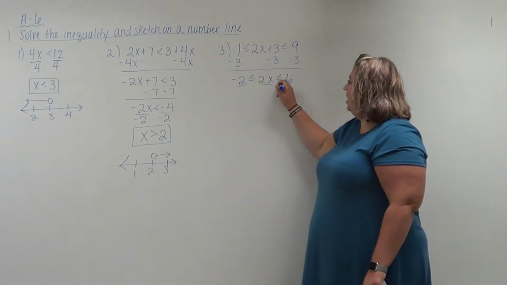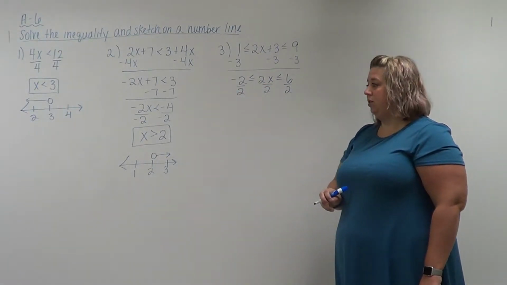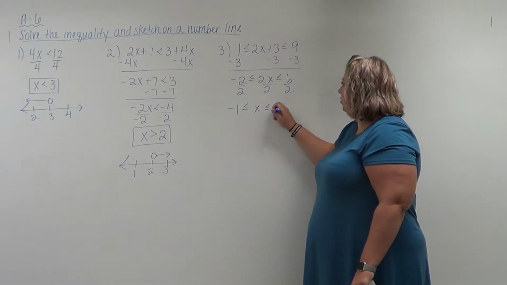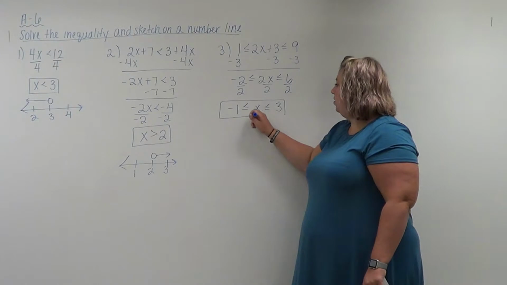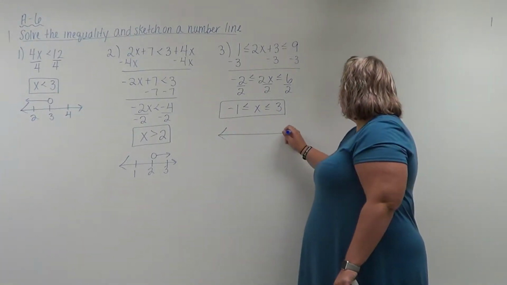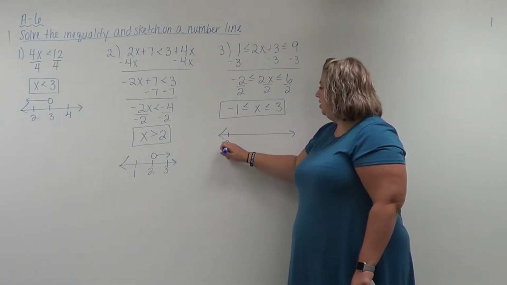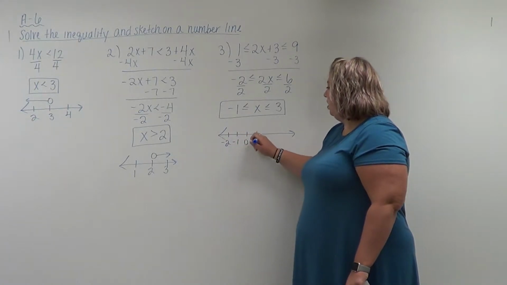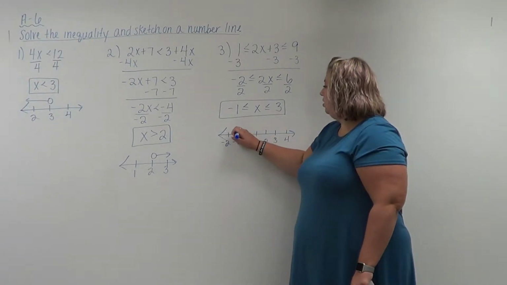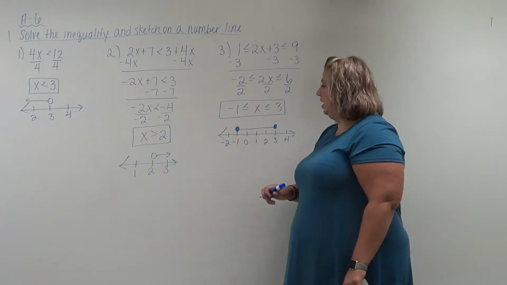Then I'm going to divide everything by what's in front of x. So I'm going to divide everything by 2. So then I have negative 1 less than or equal to x, less than or equal to 3. Okay, since this is a compound inequality, when I make my number line, I'm going to have 2 dots on it, and they're going to connect. So I'm going to have a closed circle at negative 1, a closed circle at 3, and those connect to each other.